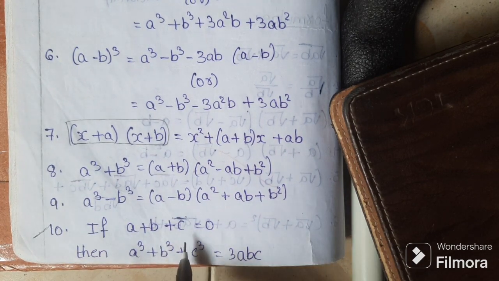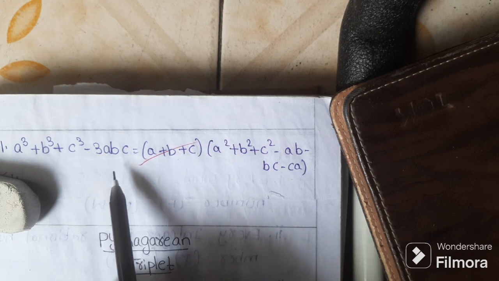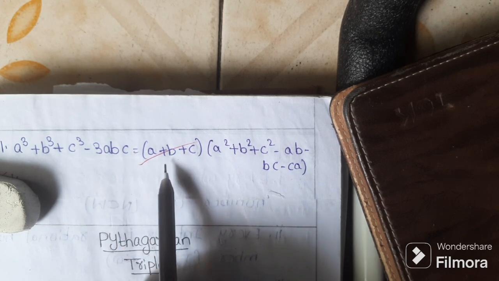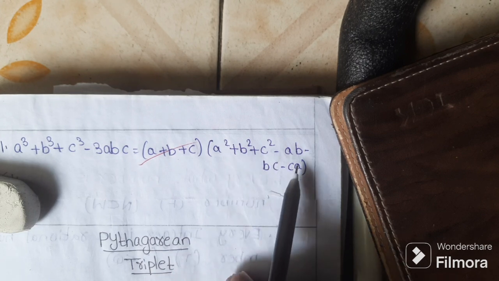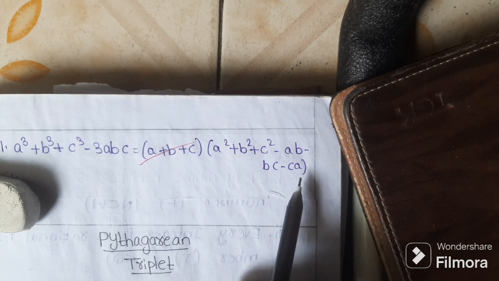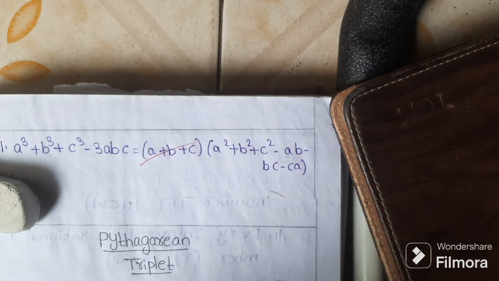That is, if a plus b plus c is equal to 0, then a cube plus b cube plus c cube is equal to 3abc. It's a very important conclusion for doing our sums. And the last one, a cube plus b cube plus c cube minus 3abc is equal to a plus b plus c into a square plus b square plus c square minus ab minus bc minus ca. This is a very important formula. These are the formulas useful in our polynomial solutions.